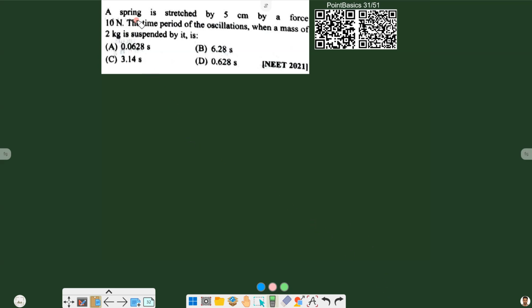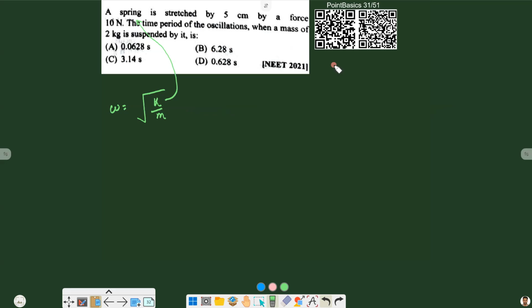Here it is mentioned, a spring is stretched by 5 centimeter by a force of 10 Newton. So a force of 10 Newton produces a stretch of 5 centimeter. What is the period of oscillation when a mass of 2 kg is suspended from it? For a spring, we know that omega is given by under root k by m. So we have to find the value of k related to the spring, and the mass is already given, so we can put the values and easily solve it.